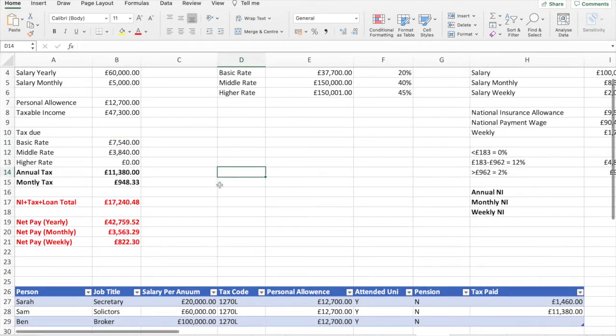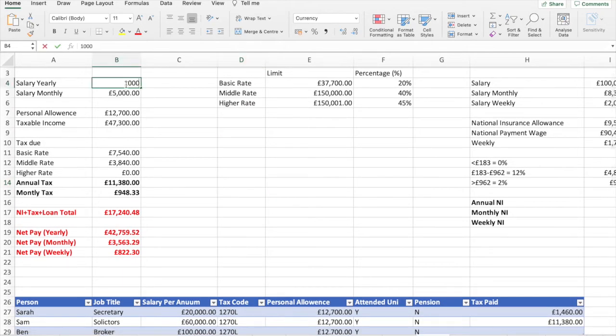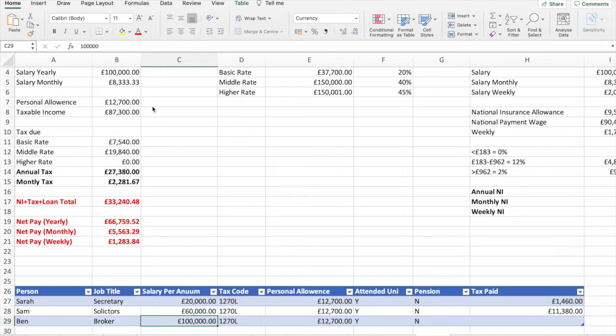So moving on to Ben the broker on big bucks in the city, 100,000, a big wage. So Ben is earning £8,333 a month. Personal allowance we keep the same. So again, we get the taxable income, which, to reiterate, is the yearly salary minus the personal allowance, which you get to be 87,300. So we can see this 87,300 is above the basic rate of 37,700. Ben will be paying both the basic rate of tax and the middle rate of tax, same as Sam.